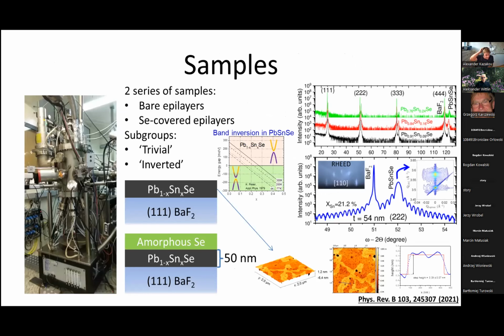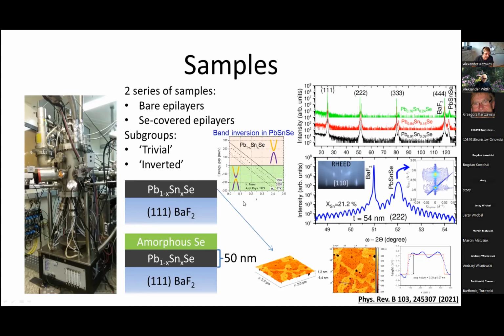So to test this, we have grown a total of 10 samples, which can be divided into two different subgroups. These are lead tin selenide thin films, about 50 nanometers, on barium fluoride substrate. The two subgroups: one is trivial and inverted samples with different tin composition.